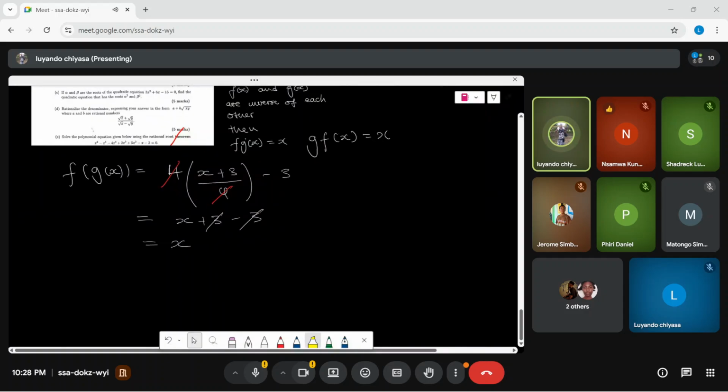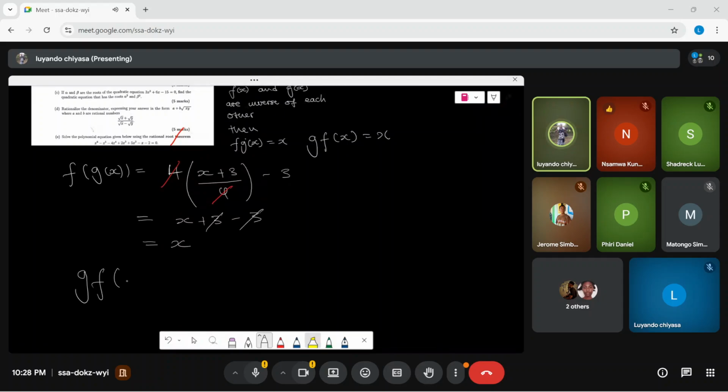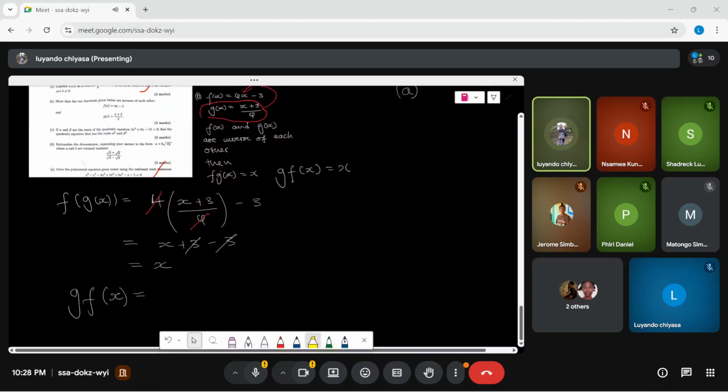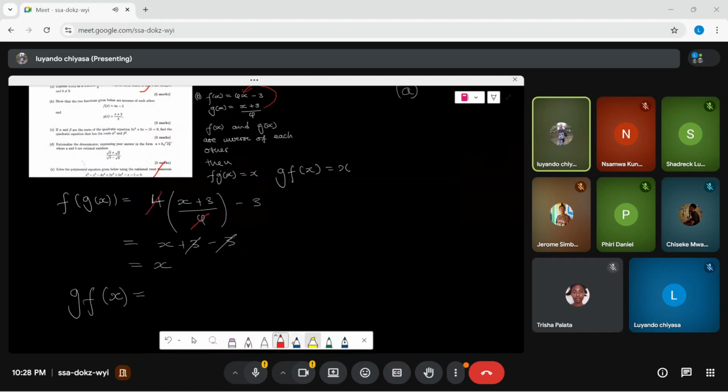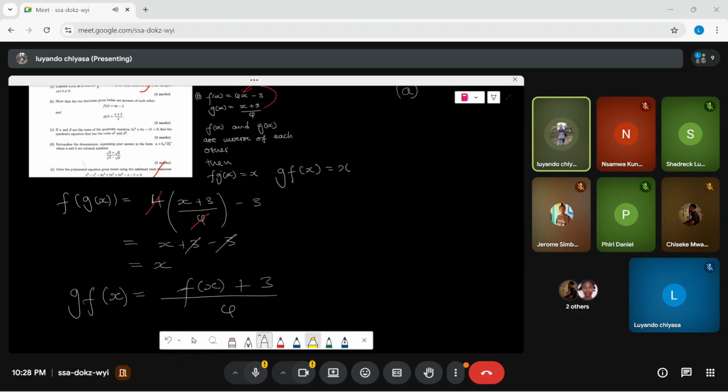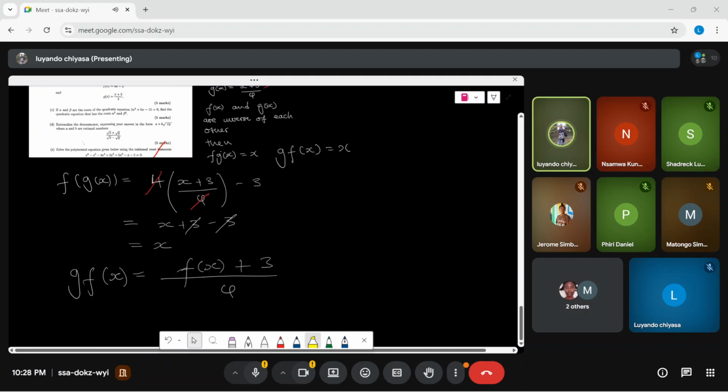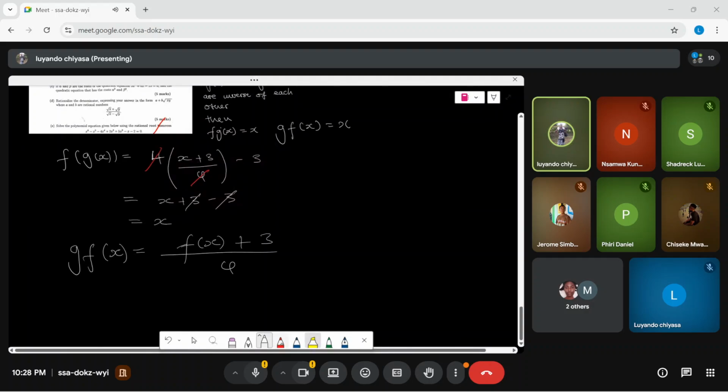Okay. We can move on to g of f of x. So g of f of x is the same as, where there is x in g of x, you just replace with f of x. We can write it like this, just for demonstration's sake: f of x plus 3 over 4. Where there is x, we replace with the f of x in that original function. So we know what f of x is.